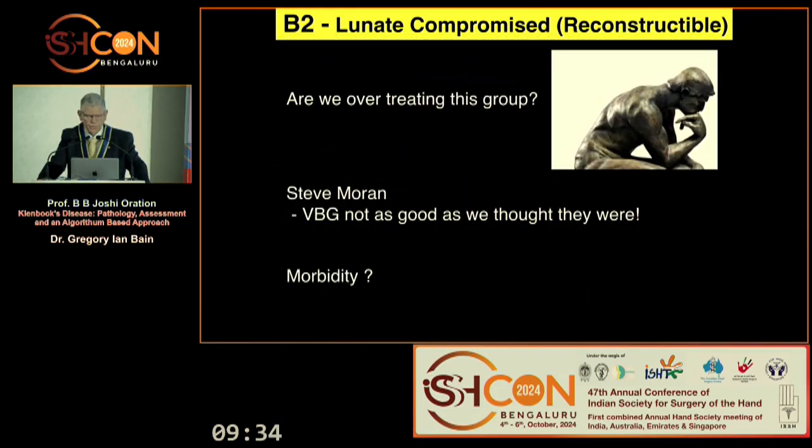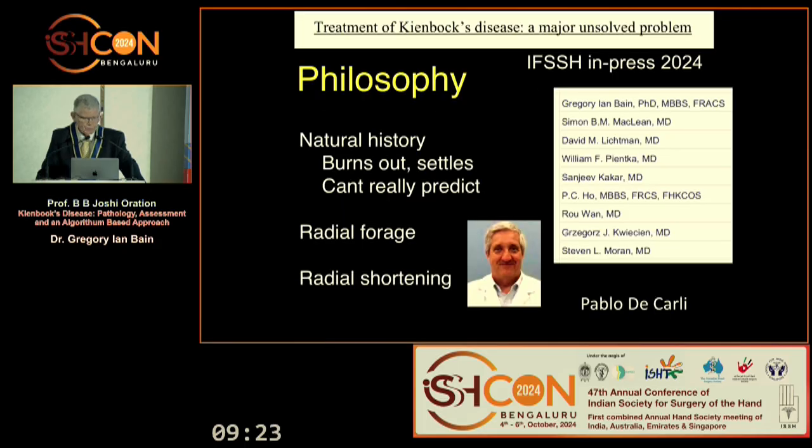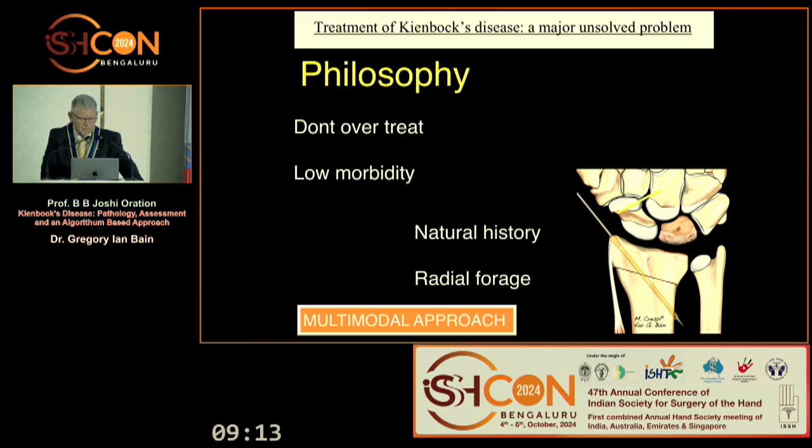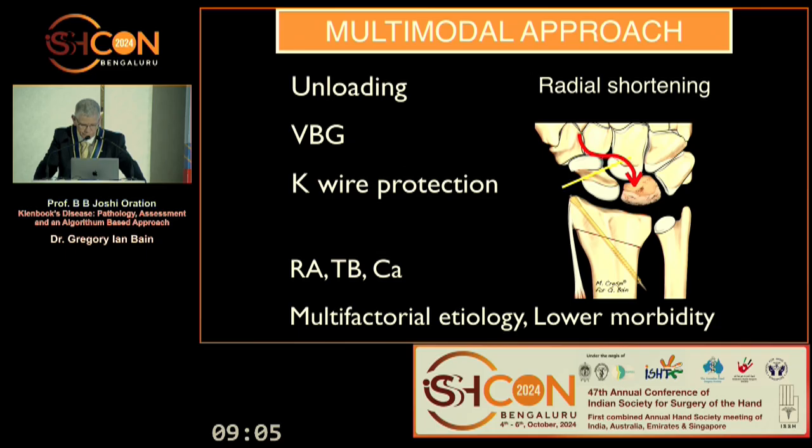But having looked at all of these concepts of the revascularisation, particularly the free grafts, I couldn't help but think that maybe we were being too aggressive, particularly in a scenario where we know that radial shortening is actually not too bad, radial farage is not too bad, and the natural history may be that they don't have that much pain. So I looked at the philosophy of this, and I wondered whether we could go for a lower morbidity concept, what I call a multimodal approach. And that is to use the concepts of unloading, as I've shown you, maybe do a vascularised graft, but make it simple, and use K-wires to protect it.